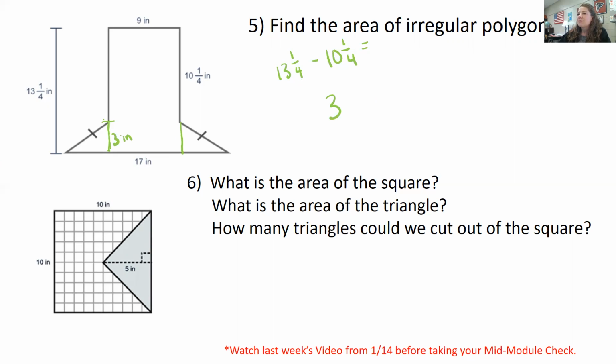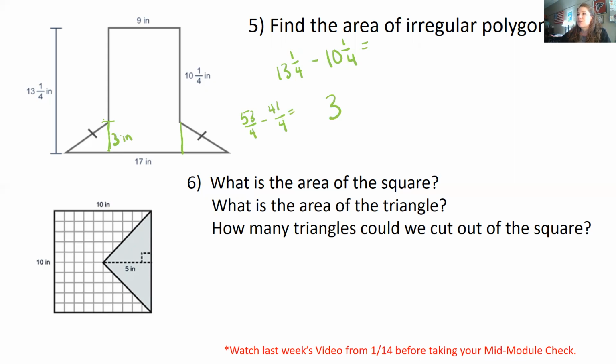Also, with these fractions, you could turn these into improper fractions. You can multiply 13 times 4 and add 1. So what is that? 13 times 4 is what? 52. Add 1 is 53/4. Minus 10 times 4 is 40, plus 1 is 41/4.